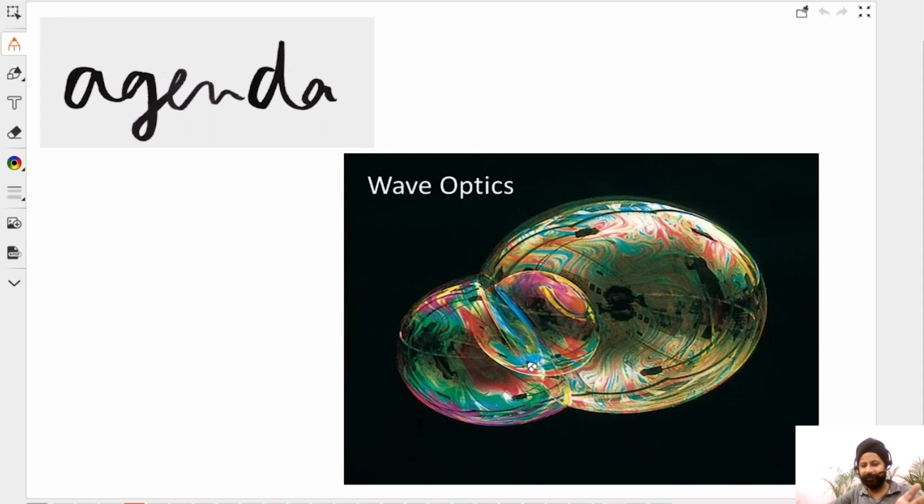So then today's agenda is wave optics, and this beautiful pattern that you might have seen in the soap bubble is thin film interference, by the way. This is interference. So let me start by understanding how much you know about light.